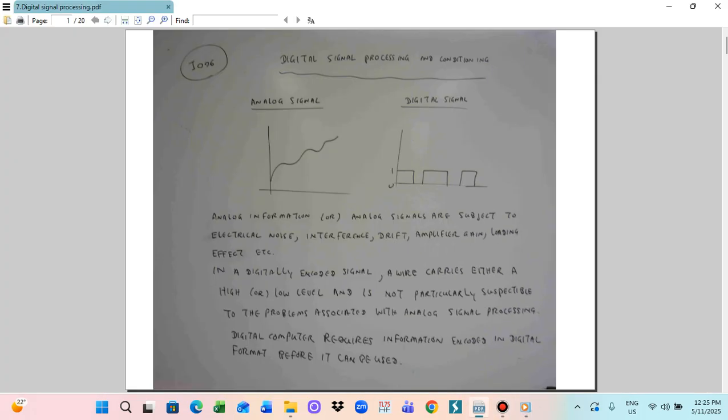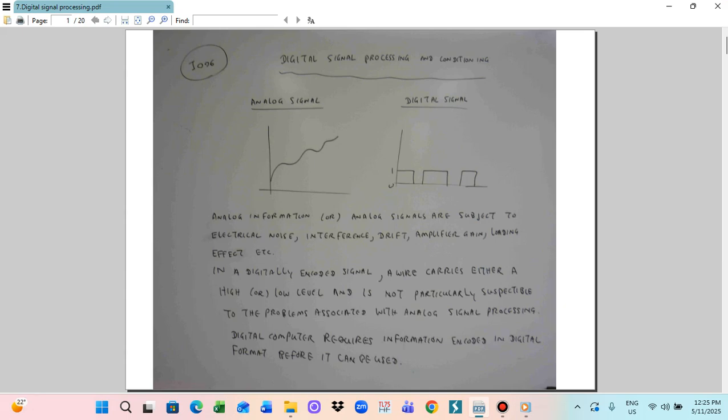It is signal processing. So there are two kinds of signal in the industrial control system. One is the analog signal. So what number is this? I006.